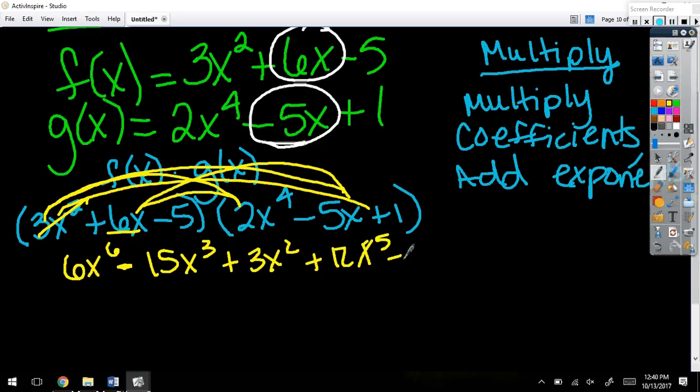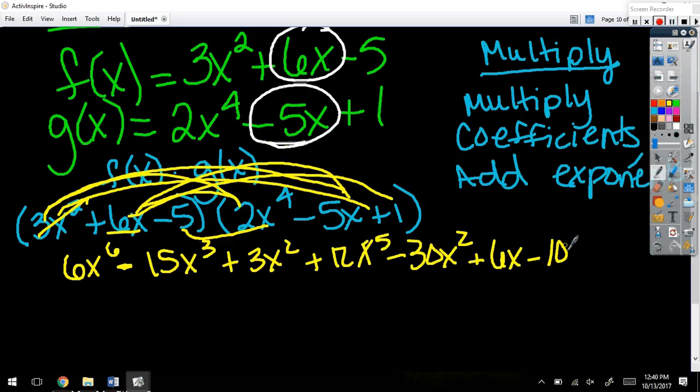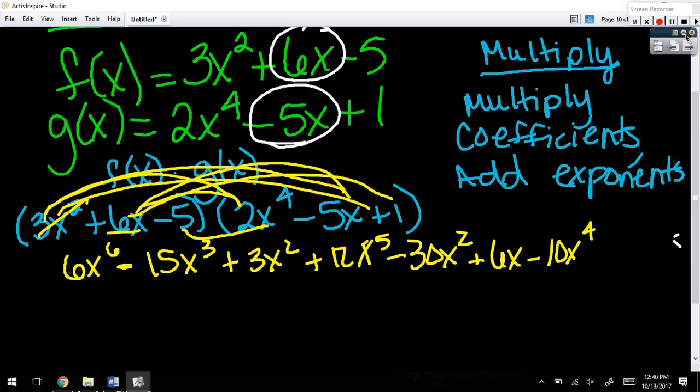6x times negative 5x. 6x times 1. Negative 5 times 2x to the 4th is negative 10x to the 4th. It's good review for your midterm anyway. Negative 5 times negative 5x. Last one, negative 5.